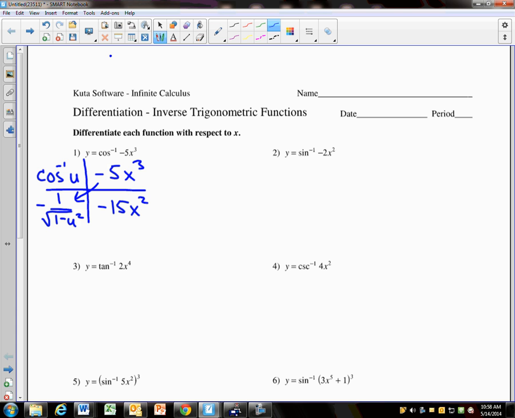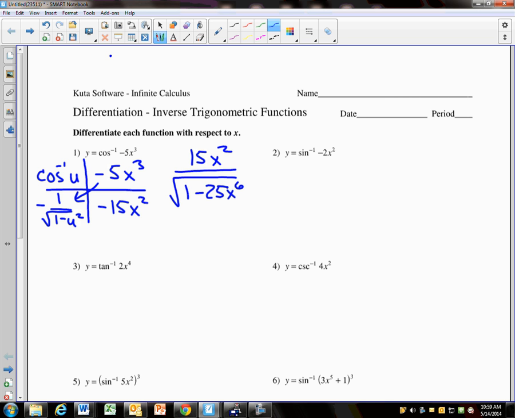Substitute back in. So negative 15 times the negative 1 would give me positive 15x squared over the square root of 1 minus. Now I've got to square this u, don't I? It says u squared, right? So square this. You get 25x to the sixth. That's it.